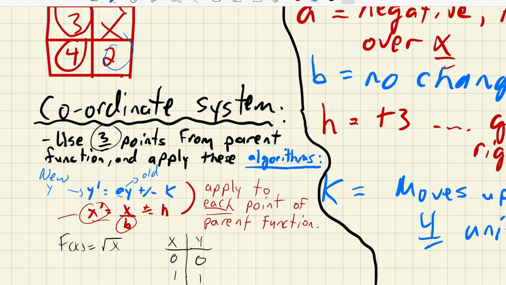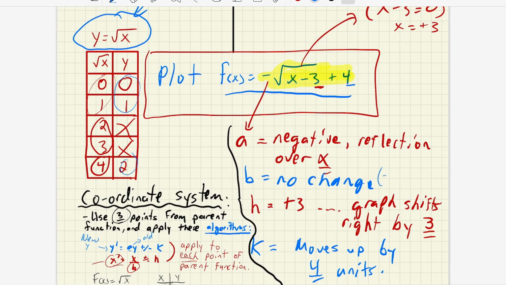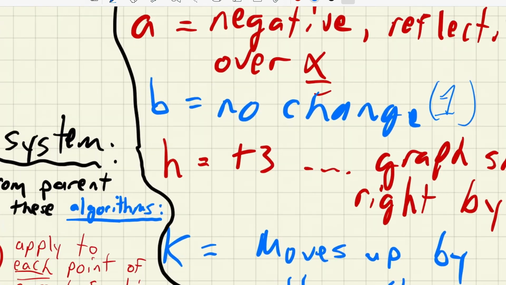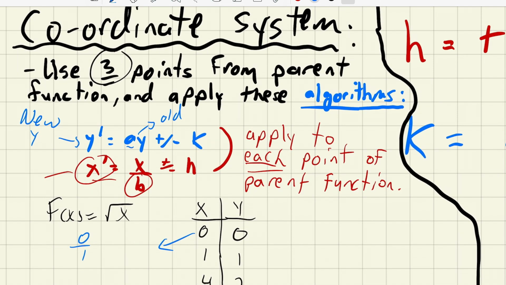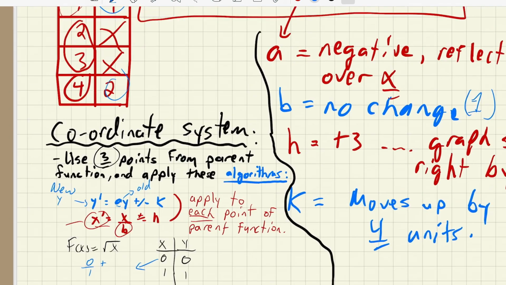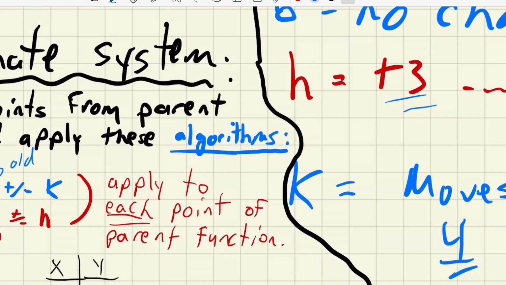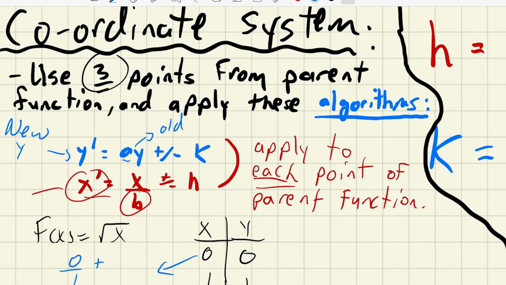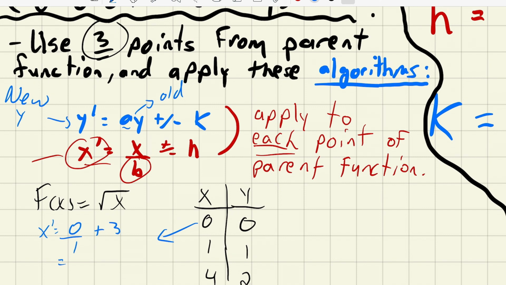So for our first point, when x is equal to 0, we're going to go 0 divided by 1, because we said that there was no change in b, which really just means that it's a value of 1. We're going to go 0 divided by 1 plus, now our h value is 3. So we're going to go 0 divided by 1, which gives us 0, plus 3. That means that x prime, so the new x, is going to be 3. So our 0 is going to now turn into a positive 3.